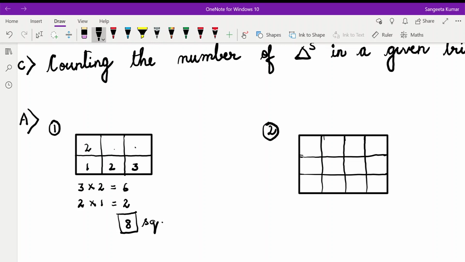So here I'm just putting the numbers. This is 1, 2, 3, 4. We have 4 columns and 1, 2, 3 rows. This is for you people to find out. You can always put your answers in the comment box and I will surely check it.